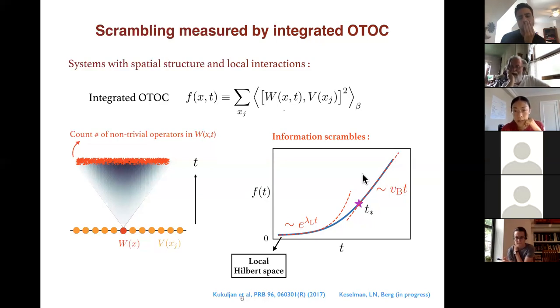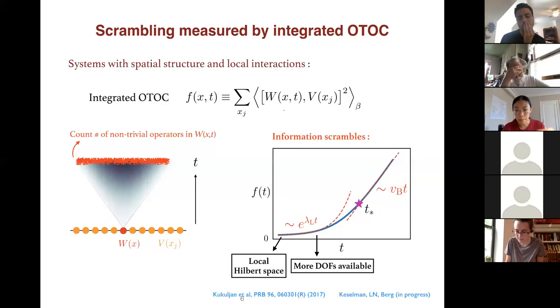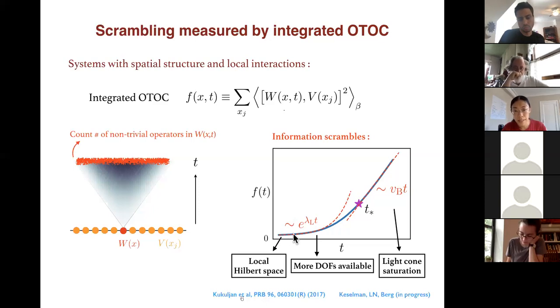Well, because at very early time, the exponential growth is within the local Hilbert space. Information starts to spread within the local Hilbert space. But it quickly gets saturated because I have a finite local Hilbert space. But we are lucky that now more and more degrees of freedom are becoming available because of the light cone structure, because of the spatial extension. And so when more degrees of freedom come to the rescue, the system is able to continue this exponential growth. And eventually, when the light cone becomes saturated by the information, the integrated OTOC will just be limited by the size of the light cone and behave linearly in time, where v_B here is the butterfly velocity. So this is what we expect, roughly speaking, for a system that scrambles information.